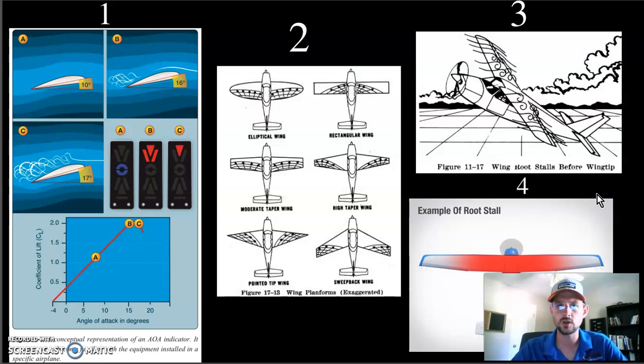Picture number 2 shows where the root stalls occur and where the tip stalls occur, based on the planform of the wing. So as you fly a lot of different aircraft, you should be reminded of this planform before you fly a new wing, a new aircraft that you've maybe never flown before, because the characteristics of a stall will be different in each aircraft.